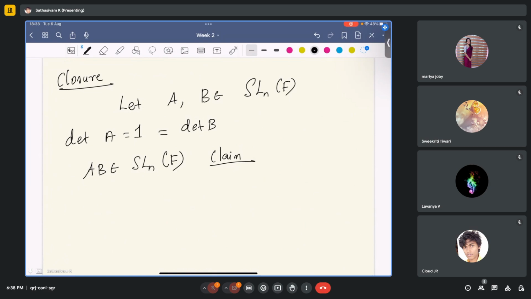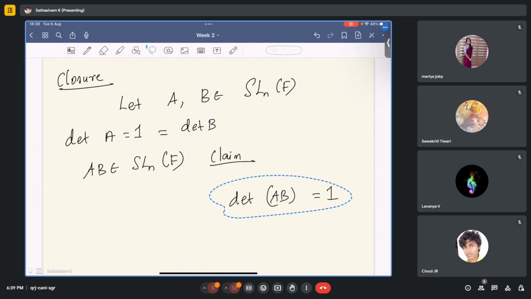So basically what we need to prove is that the determinant of AB is equal to 1. So this is what we need to prove. Maybe I'll write it properly. So I will write, we will show. Once I show this, determinant of AB equal to 1, then I'm done, right?